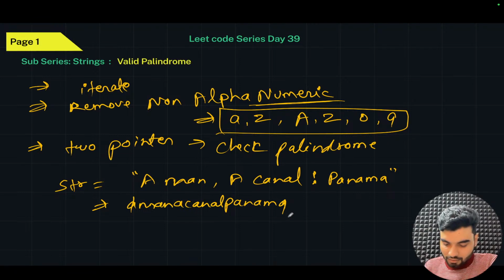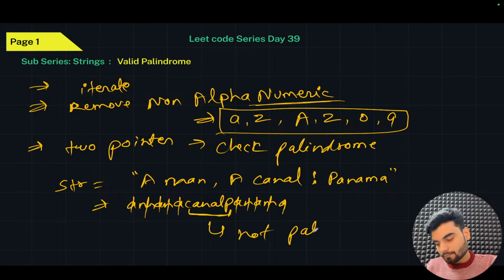Otherwise, this is not. Then again, you'll check with the M. So M is available, cool. A is available, cool. N is available, cool. Again, A is available, cool. But look at this. This C and P are not equal, which means this is not a palindrome. But what if you have a P here?